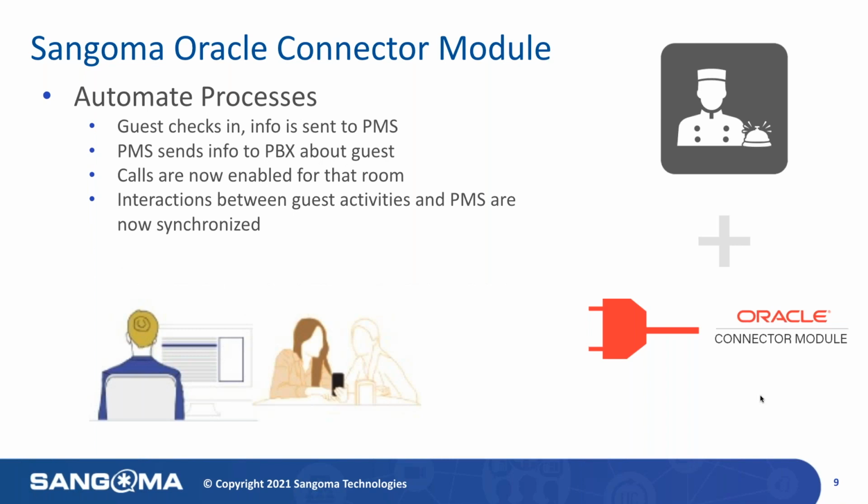So what does it do? It really is going to automate a lot of different processes. Essentially, what's going to happen is a guest is going to check in at the front desk. Once they do that, the guest's information is sent into the Oracle PMS. Oracle is then going to send that info to the PBX about the guest. The calls are now going to be enabled in the class of service for that room that was predefined in your PBX settings. And as soon as the guest checks in, calls are enabled and interactions between the guest's activities and the PMS are now fully synchronized to do full two-way communication.